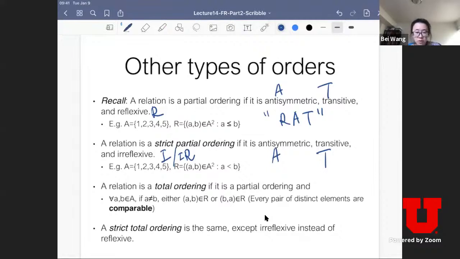So a relation is a total ordering if it's a partial order, and for any elements in the set, if they're not equal, either AB is in the relation or BA is in the relation. In other words, that it's a total ordering. That means every pair of distinct elements are essentially comparable. And finally, the strict total ordering asks for the same kind of requirement, except that it's replacing antisymmetry from the partial order and replacing the reflexive definition in the partial order by irreflexive.